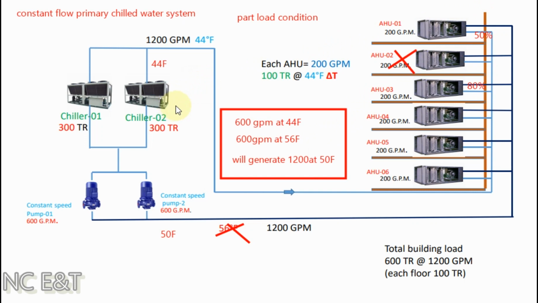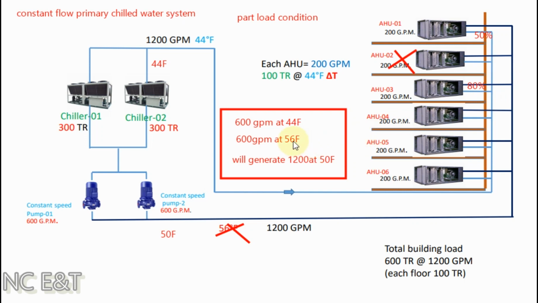As we have selected the chiller at a fixed outlet temperature, in our case 44 degree Fahrenheit, at part load condition, assuming 50% of the total building cooling capacity, the three-way valve will allow 50% of the total chill water to bypass to the chill water return line at the same temperature that is coming from the chiller, 44 degree Fahrenheit, and 50% of the total chill water will pass through the AHU and come out from the AHU at 56 degree Fahrenheit.